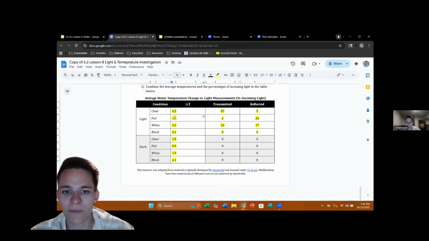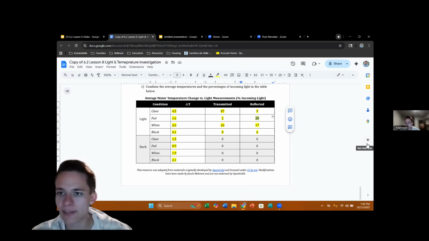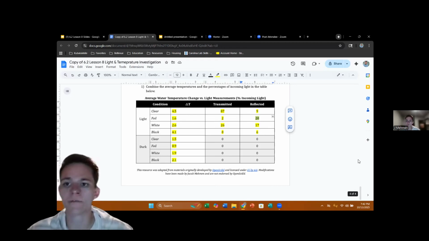This one's interesting, the foil. With the foil, we have a really small temperature change of only 1.6. We notice that 2% is being transmitted, that's barely anything, and 20% is being reflected. That's the most being reflected. This makes sense because foil is a shining surface. And when we think about shining surfaces, we often think about them being a reflection.